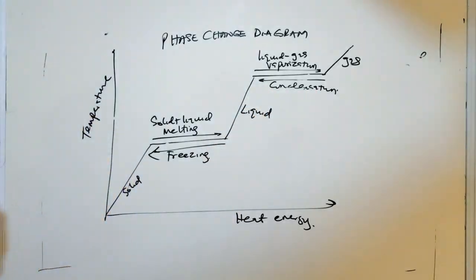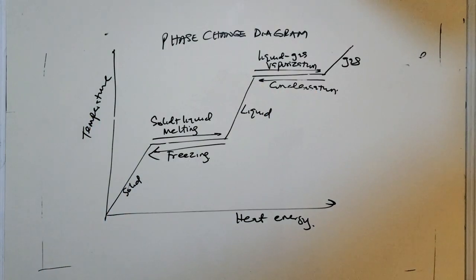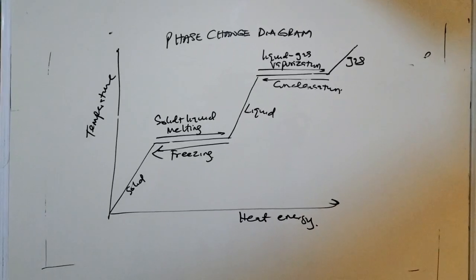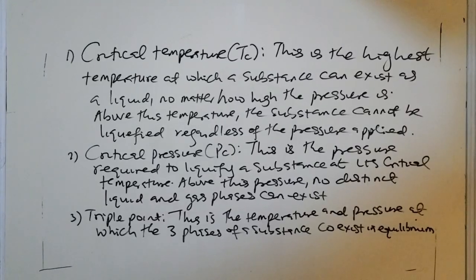So this is a phase diagram for a solid when it is being heated, a very simple illustration of a phase transition. Then we're going to look at some important points on phase transition, like the critical point and the triple point. So we'll look at three important points which are observed during phase transition.